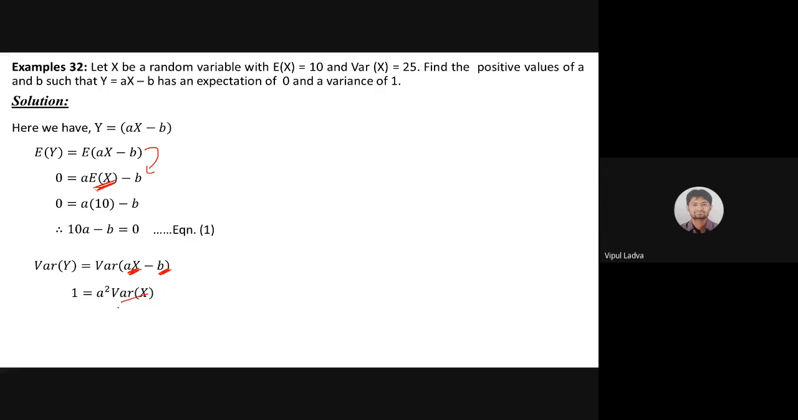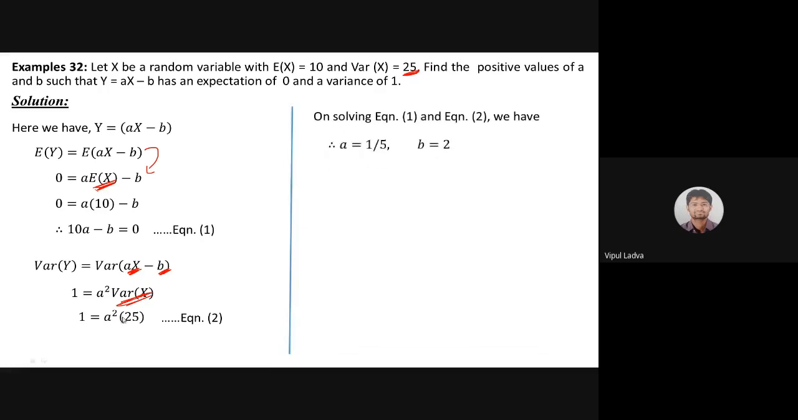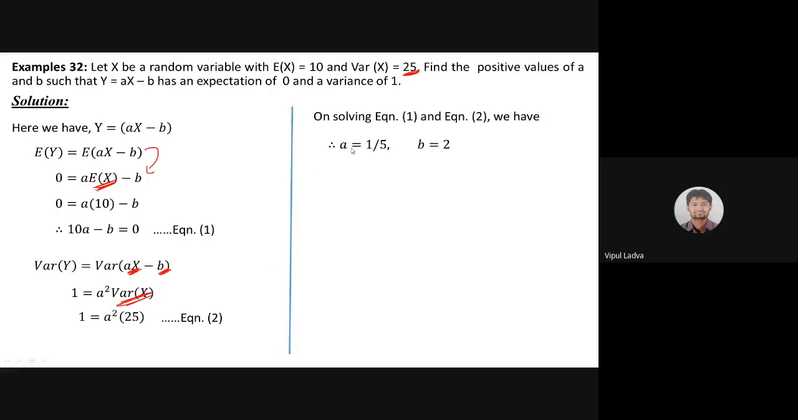अब variance of x हमको पता है, variance of x is 25. I'm replacing 25 over there. So 1 equals 25a square, and solving that, a will be 1 by 5. Sorry, I chose a equals 1 by 5. Replacing a equals 1 by 5 over there, the value of b will be 2.